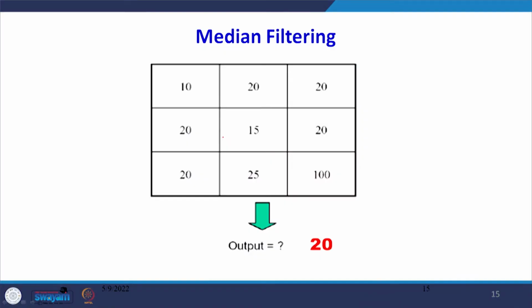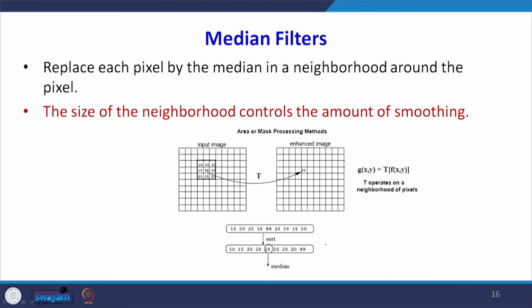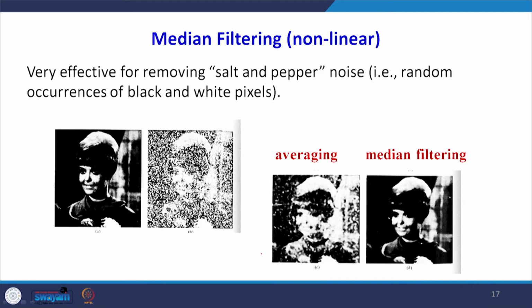Here we can also change the window size, but this example is for a 3 by 3 window. In this 3 by 3 window, DN values are shown, but you can see that 20 is repeated several times. When you are arranging the values, you can see the middle value is 20 here, and that 20 is replaced in the output image. That is how you can create the median values also.